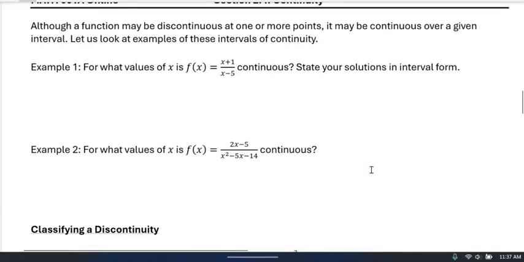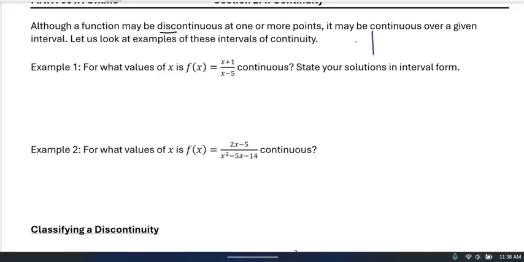Okay. Next page. Although a function may be discontinuous at one or more points, it may be continuous over a given interval. I think I said that wrong, but it might have a place of discontinuity. There might be a place where you have a jump or a hole, but it doesn't mean that it's not continuous over a specific interval. So let's take a look at what we mean with these examples in just a second. But let me show you with a picture kind of what I'm getting at.